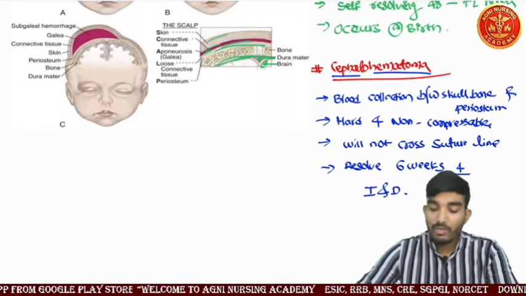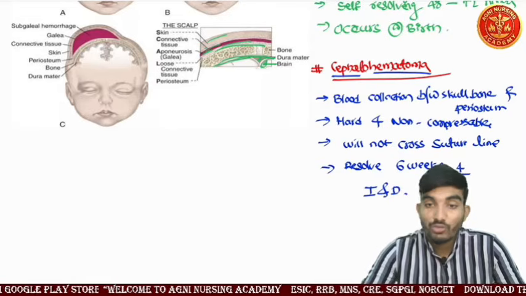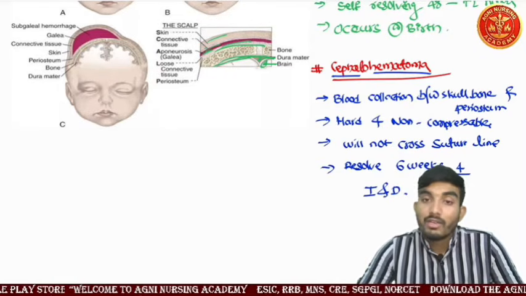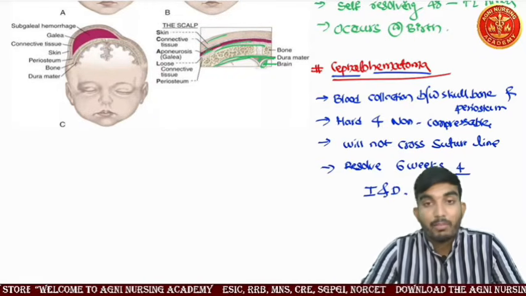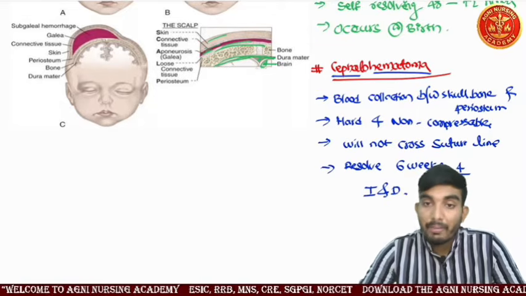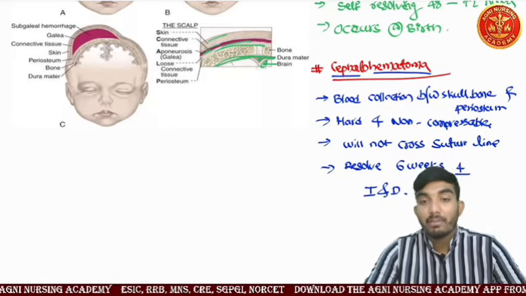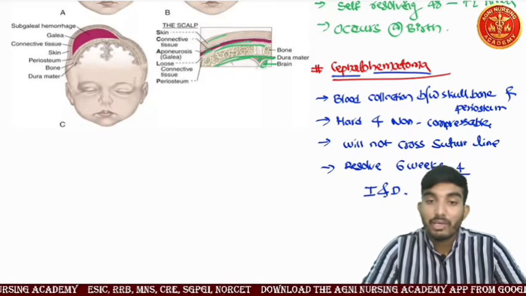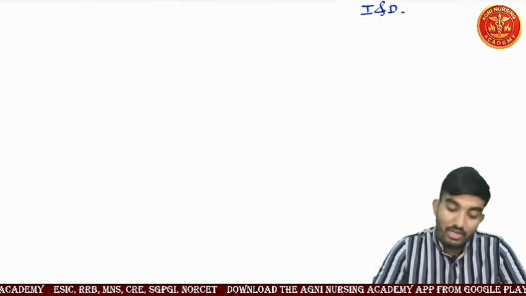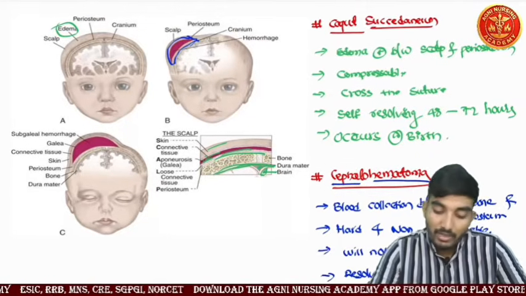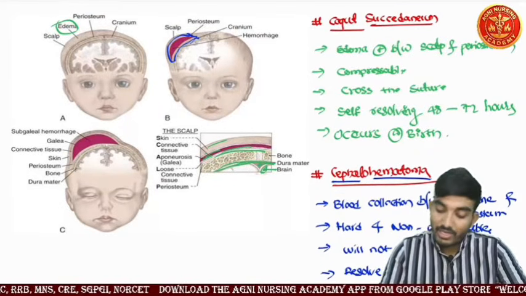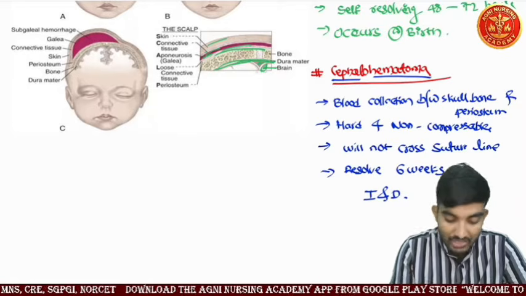Cephalohematoma occurs when the baby's head passes through the maternal pelvis. Because of the cervical pressure on the fetal head, there is a chance that minor emissary veins will rupture, and that's why blood collection occurs between the bone and periosteum. Next we will see the subgaleal hemorrhage.